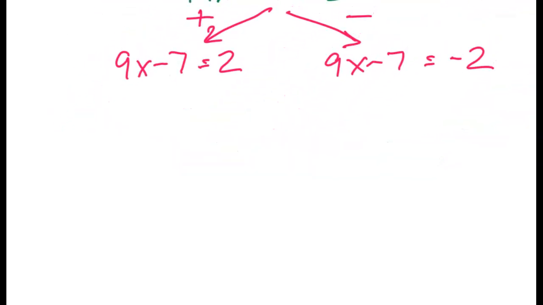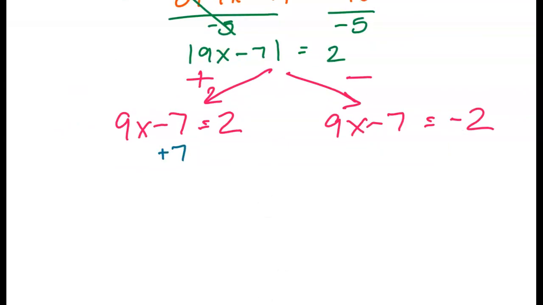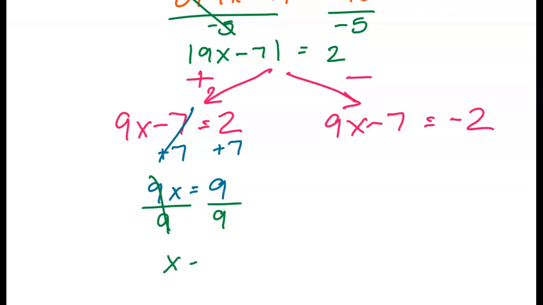So here, I'm just going to do this really quick. I'm going to add 7 over. 2 plus 7 gives me 9. And what is my last and final step here? What do I do to get x by itself lastly? Divide by 9. So what is x here? 1.